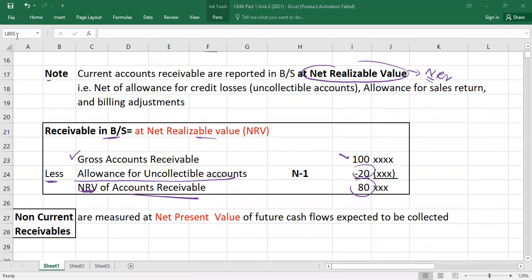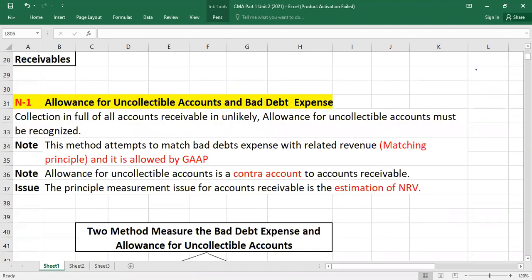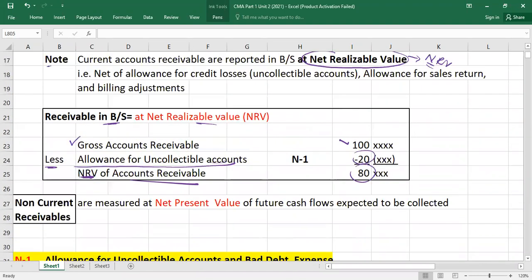Okay, guys, so we are going to work with this format now. This is the presentation of balance sheet. This is how it will be presented in balance sheet. Now, here we go. I'm going to explain first two words because we have to understand these two words. So what is the gross account receivables and what is the allowances for uncollectible accounts?